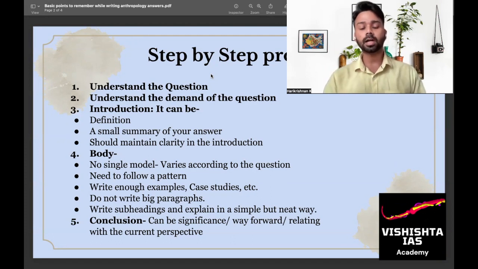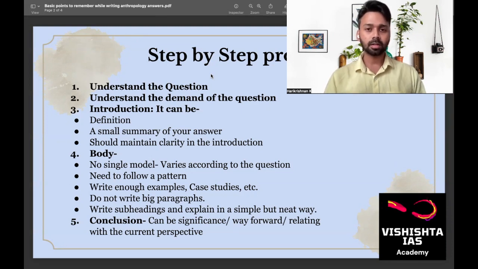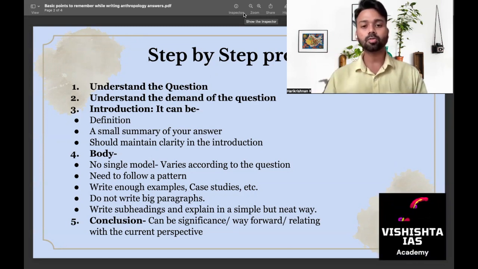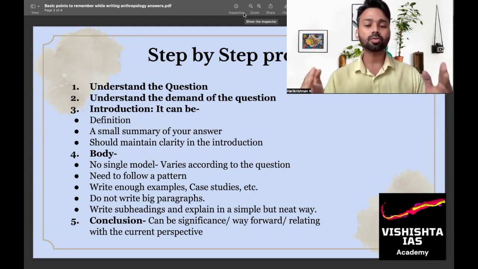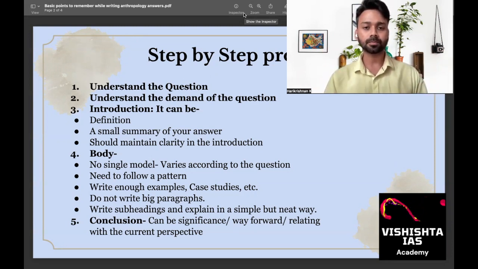Then you will have to start with an introduction. Students who are writing the answers should understand this: the introduction and conclusion parts are extremely important. Why? It is the introduction which the evaluator is going to read first. It is the conclusion which he is going to read last. The first impression and the last impression, these two things are extremely important.